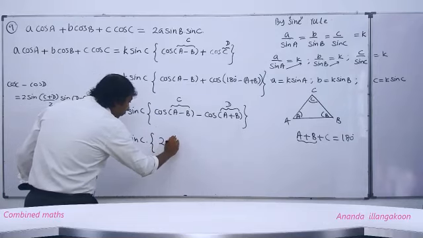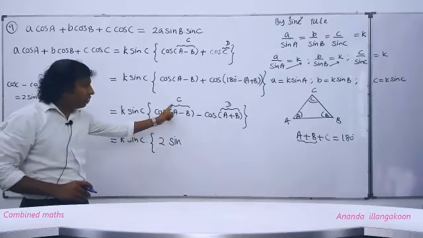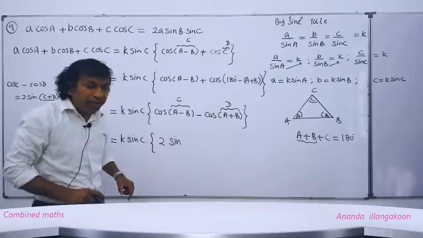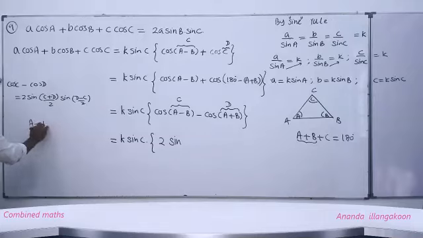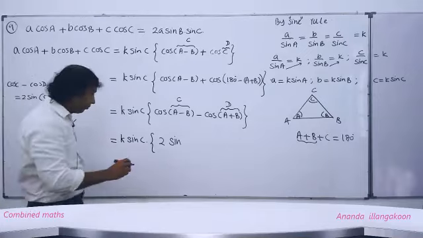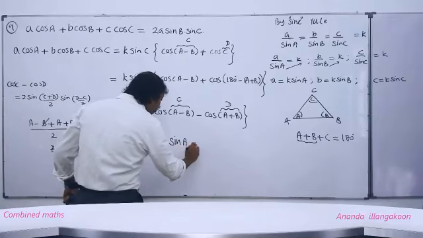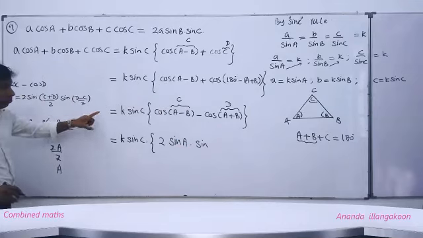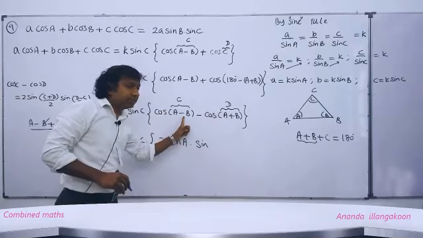2 sine. First, people, this C and D we have to add: A minus B and A plus B. Then what happens? A minus B plus A plus B is C plus D, divided by 2. The B terms cancel out, and 2A by 2 is A. 2 sine A, into sine (D minus C) by 2: this angle minus this angle divided by 2.